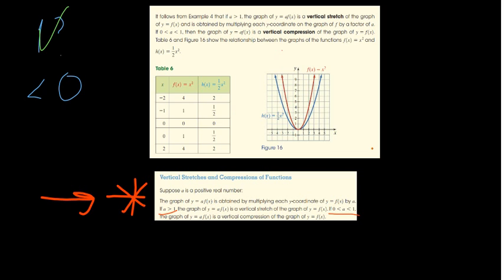If it's a negative 3x squared, that would be a vertical stretch, because it is a number greater than 1, and then it would be flipped across the x-axis because it is the negative of the parent function. Okay, so that is taken care of.